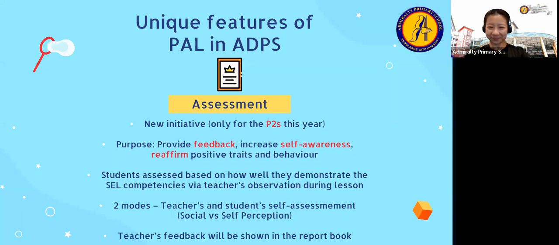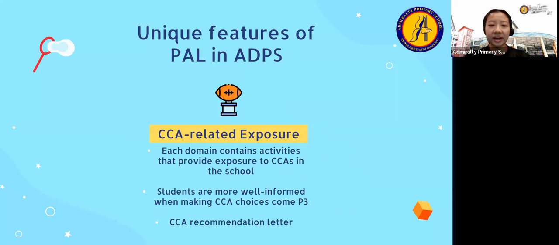Next will be regarding CCA-related exposure. Each domain, the four domains that I mentioned earlier, contains activities that provide exposure to CCAs in our school. For example, in music, students will have a hand in making their own guzheng using simple materials such as a small box and some rubber bands. And they will do activities related to that, which mimic the actions of playing an actual guzheng. And with this, students are more well-informed when making CCA choices when they reach primary three.